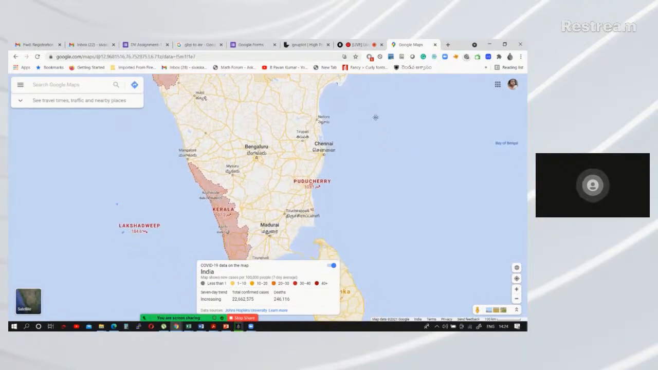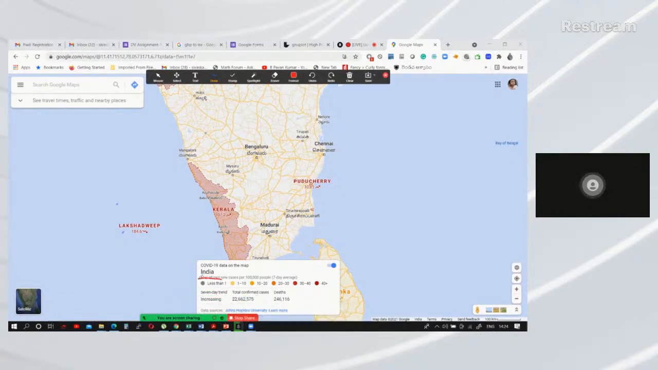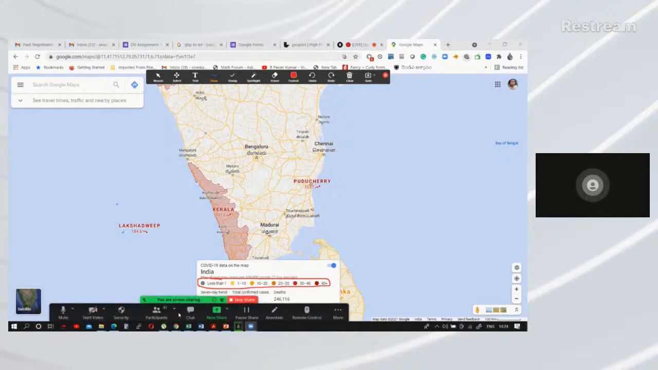It is represented using Google Maps depending upon the color temperature. This is also a representation of spatial data. So depending upon the intensity of the color, we understand how much the state is affected by COVID.